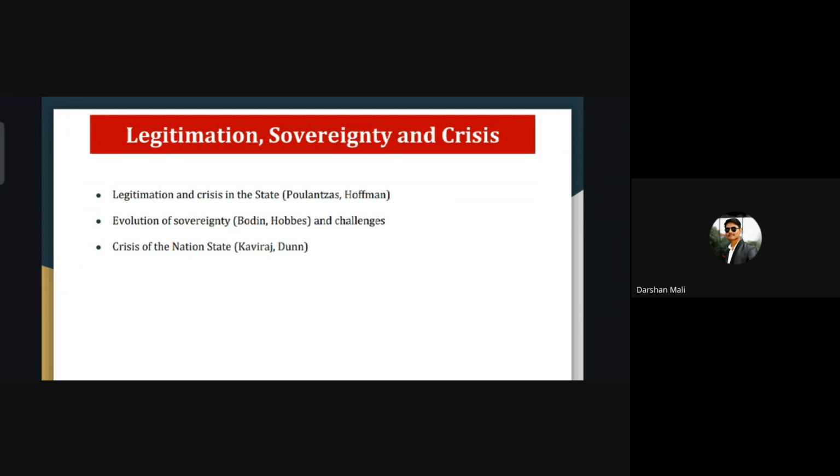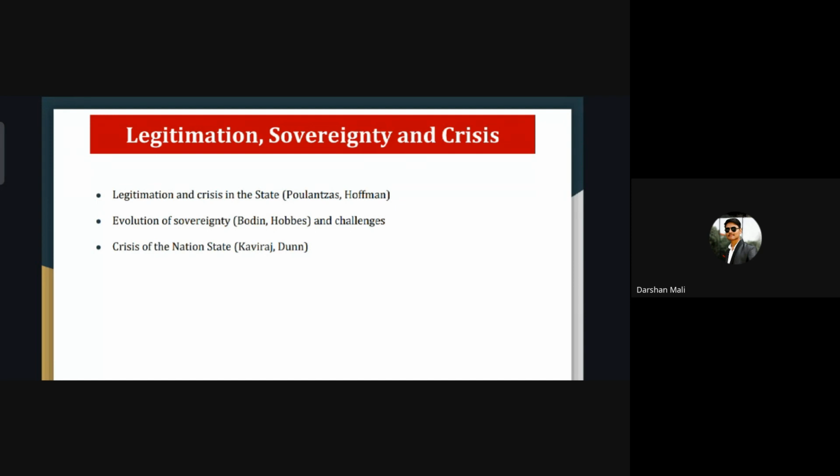We tried to understand the meaning of state, and then we also tried to understand the origin of the state. Okay, so this is the background which we have covered so far. Today, what we will be doing is all about legitimacy, sovereignty, and its crisis. Okay, the further point we discussed about state, and now we have to understand its legitimacy.